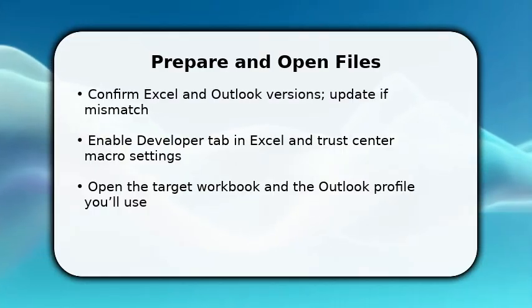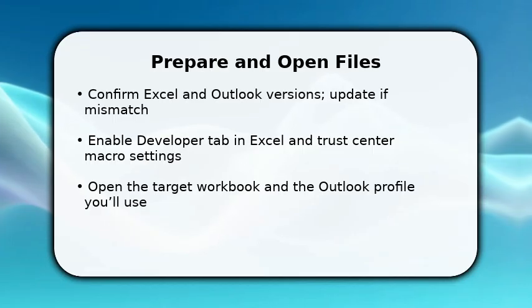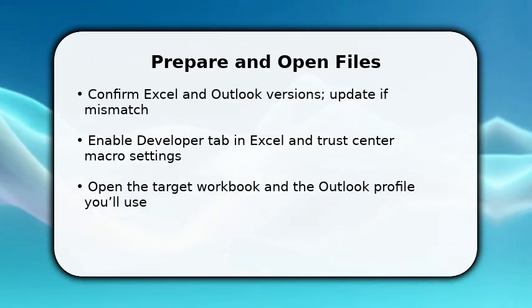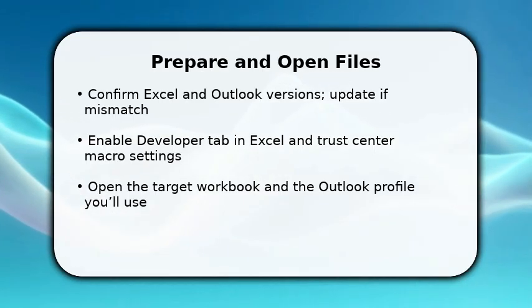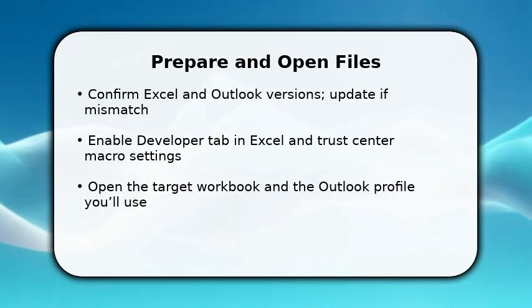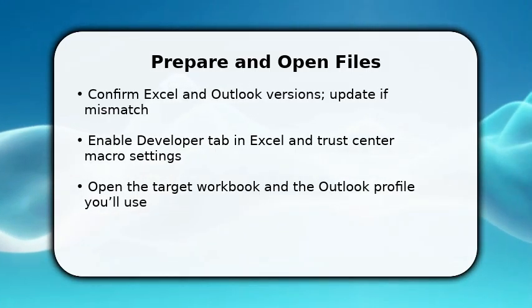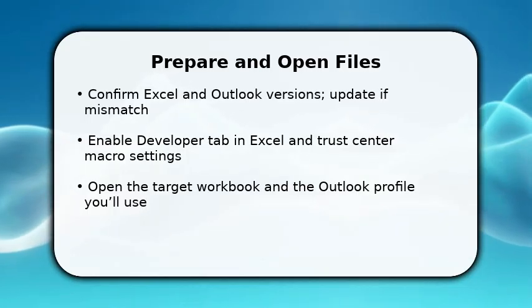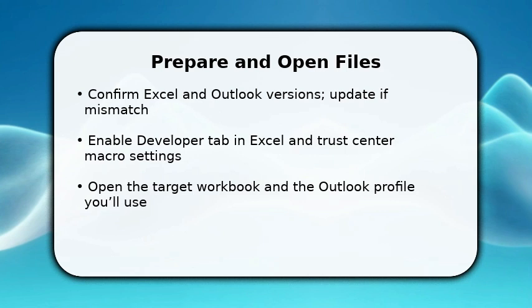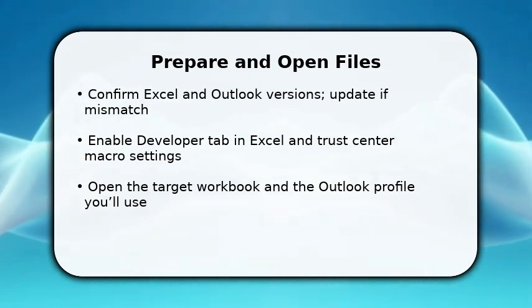You start by preparing the environment so nothing interrupts automation. Open the Excel workbook you'll use and sign into the Outlook profile. Once done, enable the Developer tab and set macro security to allow signed macros or trusted access. You need the Visual Basic for Applications Editor to be accessible, so make sure Excel isn't running in protected view. Also, check that both apps are the same architecture, 32 versus 64-bit, because the object library reference depends on that.